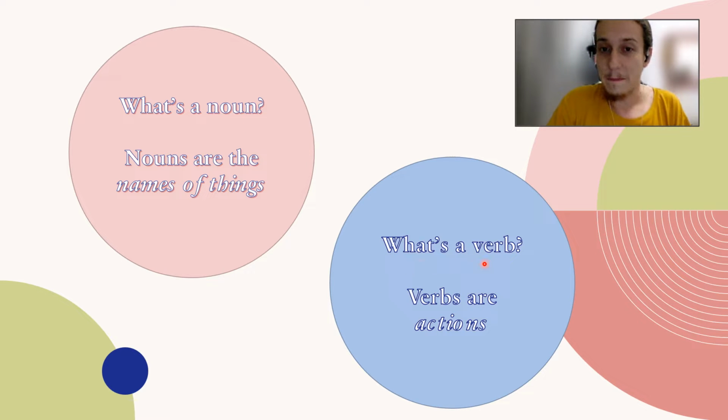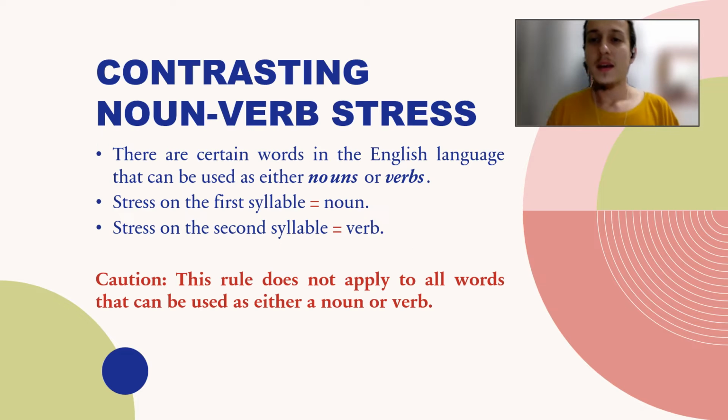What is a verb? Verbs are actions. Actions we do. Jump, move, speak, run, etc. All the names of the things are nouns, and all the actions are verbs. So now we know what is a noun and what is a verb. But now we are going to compare.